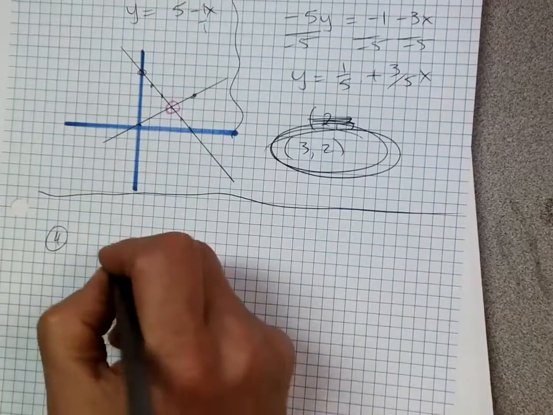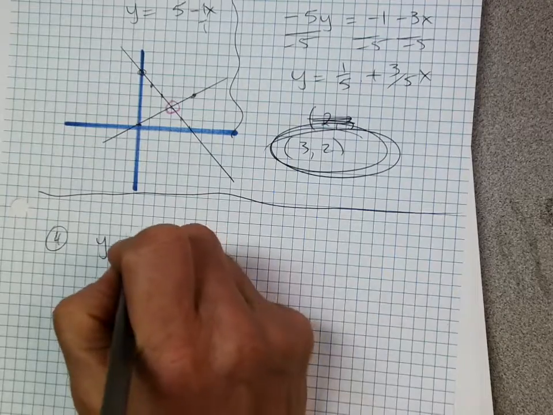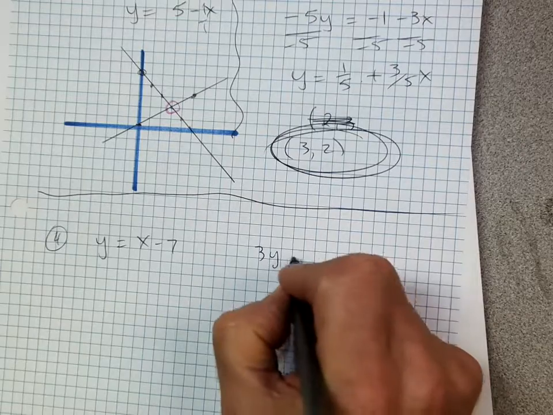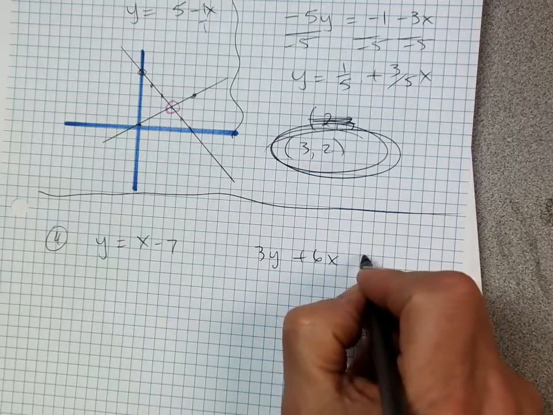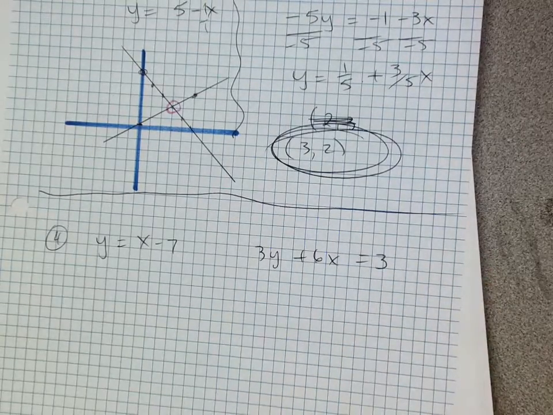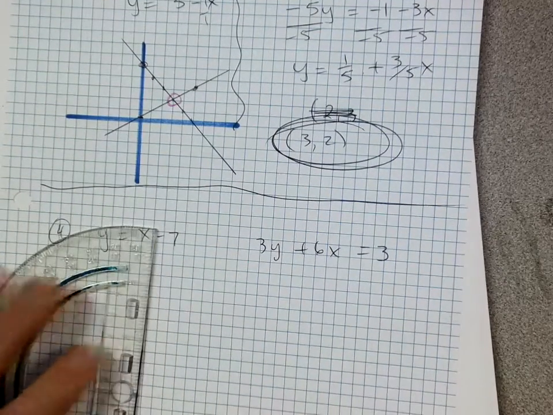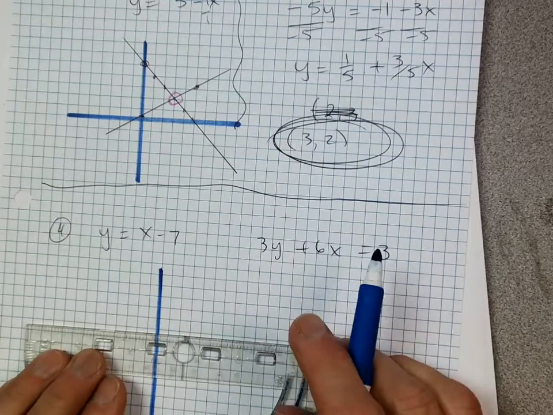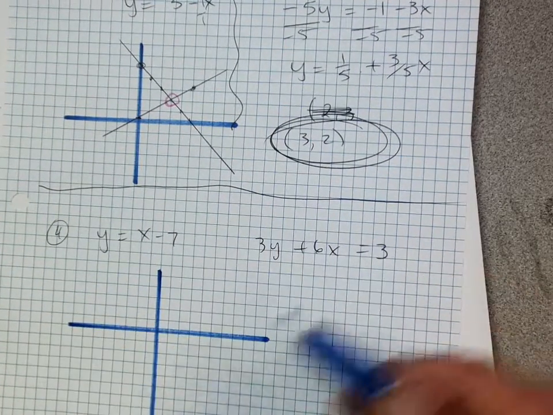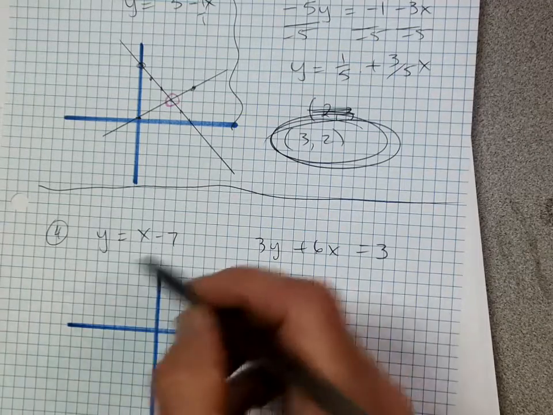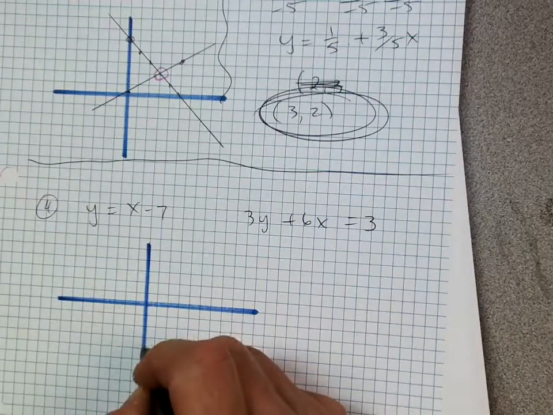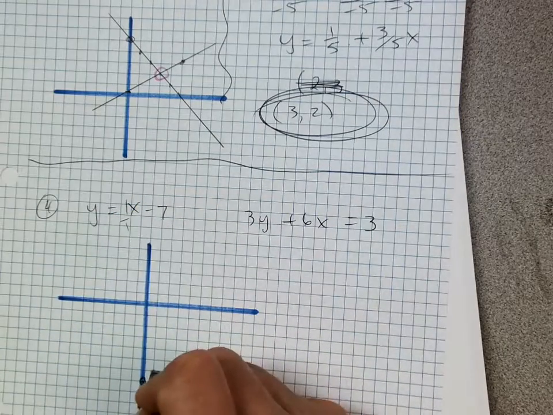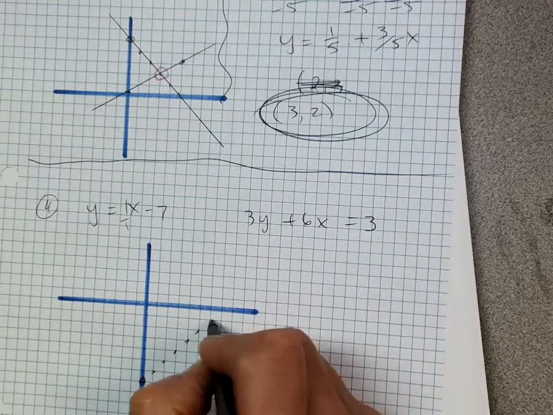4, here we go. And I'll stop making mistakes. y equals x minus 7, and 3y plus 6x equals 3. Okay, I can graph the first one. The first one I'm ready to go. It's ready to be graphed. I can do this. Start at negative 7, right? 1, 2, 3, 4, 5, 6, 7. Up 1 over 1, up 1 over 1, up 1 over 1, right?